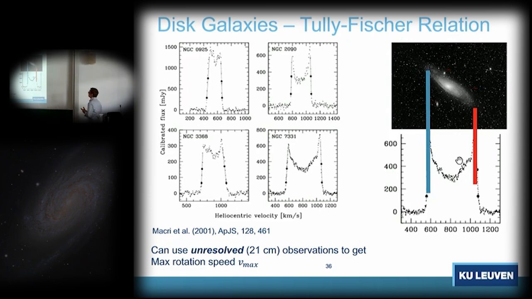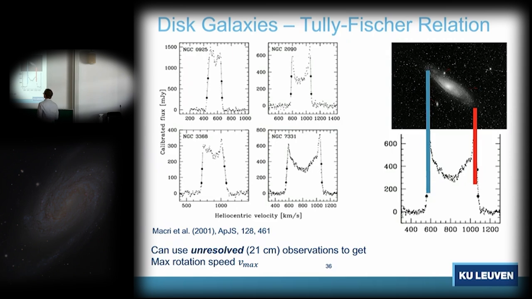So the next context that I wanted to bring up when it comes to the disk galaxies is the so-called Tully-Fisher relation. This plays an important role, as we will see in the next slide, in the astronomical distance ladder. Now the Tully-Fisher relation is actually an empirical relation between the total luminosity and the maximum rotation speed of the spiral galaxy.